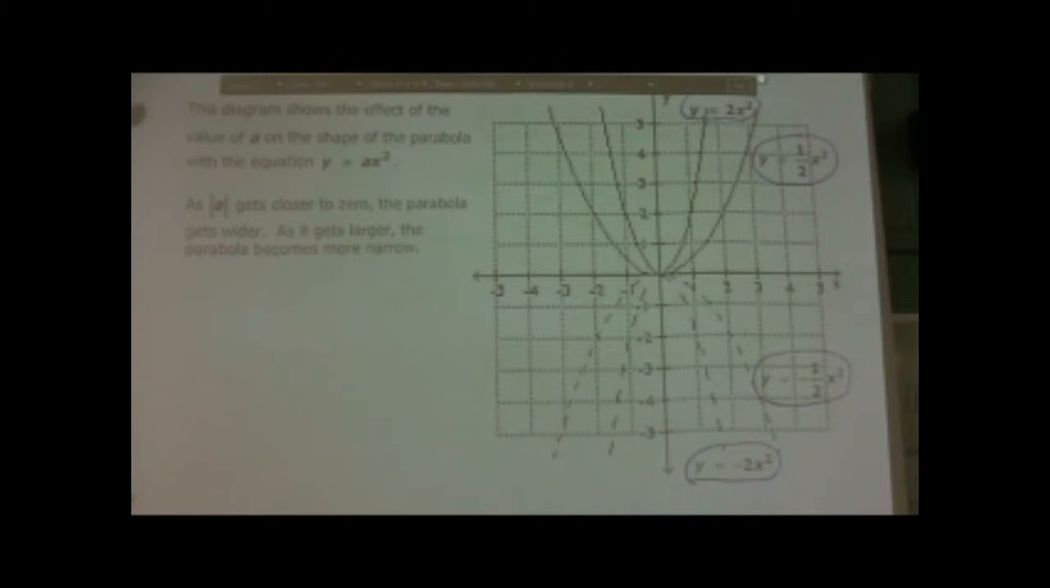So let's go back here. As the absolute value of a gets closer to 0, the parabola gets wider. As it gets larger, the parabola becomes more narrow. All right? That's just something general that you should know, so that when you're graphing, you have an idea of how yours is going to look. But we're going to find some specific points on our parabola so we know exactly where to draw it.